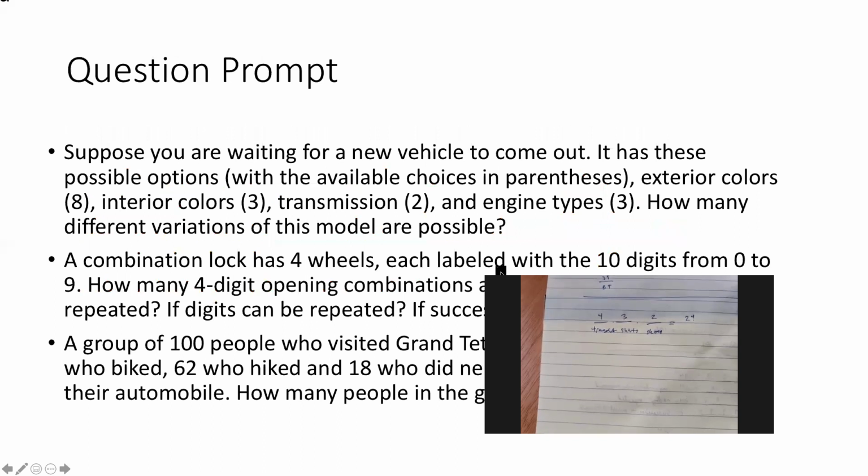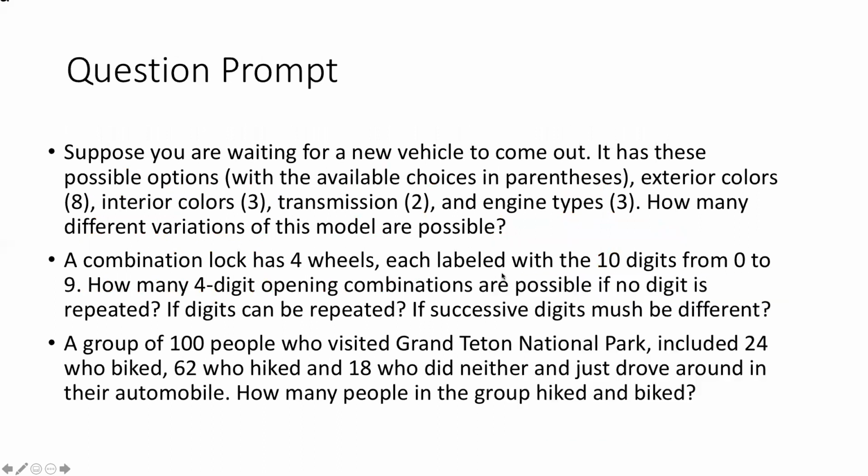So let's go back to our question prompts. I think these seem simple now. The one that we didn't solve, though, was a group of 100 people who visited Grand Teton National Park. So let's do that one. You choose whether you want to do a Venn diagram or a table and sketch it out. I'm going to pause the video real quick, and then I'll resume it, and we'll get back together.